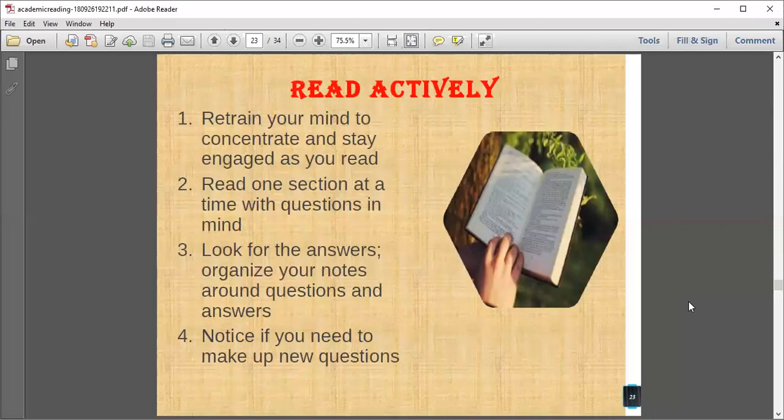Then you have to read actively. Retrain your mind to concentrate and stay engaged as you read. Read one section at a time with questions in mind. Look for the answers. Organize your notes around questions and answers. Notice if you need to make up new questions.